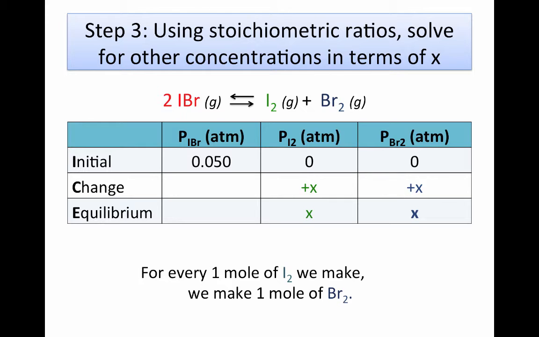Now we're going to do the change for iodine bromide. For every 1 mole of iodine that we make, we consume 2 moles of iodine bromide. So we're going to get fewer moles of iodine bromide, and if we make X moles of iodine, we would therefore lose 2X moles of iodine bromide in the process. And therefore our equilibrium concentration is going to be 0.05 minus 2X.